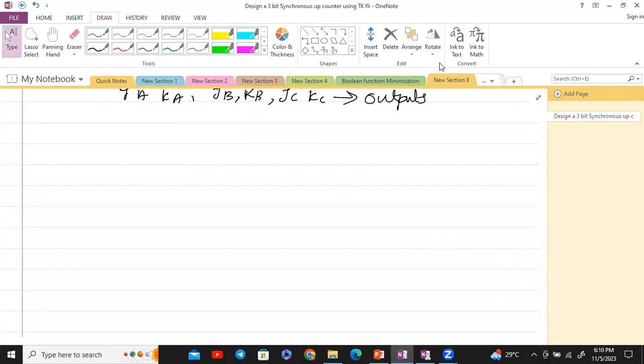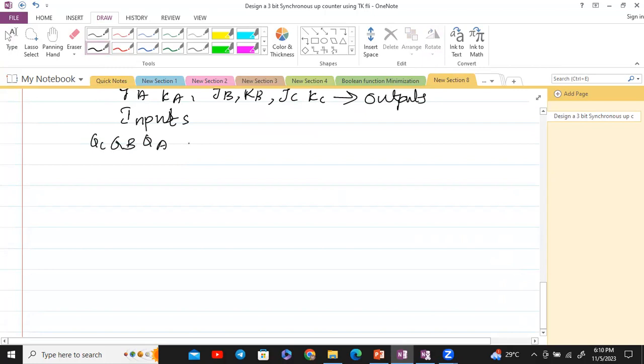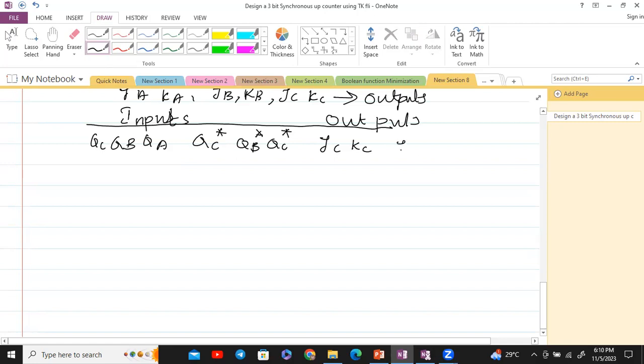For the transition table, what are the inputs first? Inputs are the present state. The first flip-flop is QA, so you write QA, QB, then QC. Then the next state, QA star, QB star, then QC star. These are the inputs. Then what are the outputs? Correspondingly we can write JC, KC, JB, KB, JA, KA. This is the way we can write all the outputs.